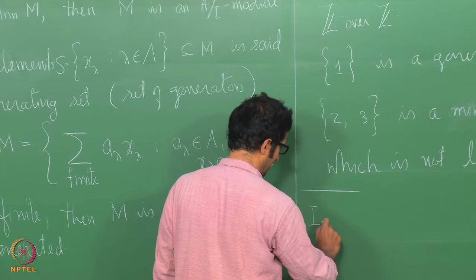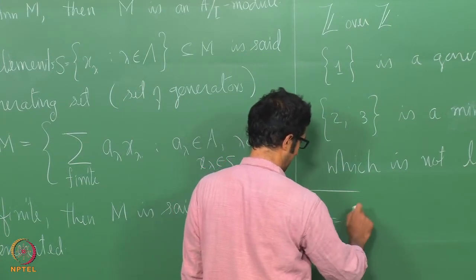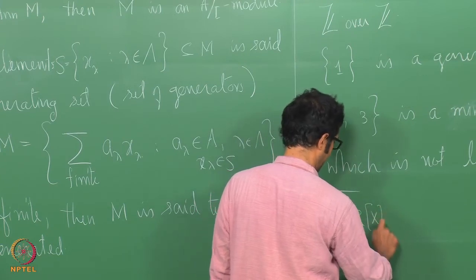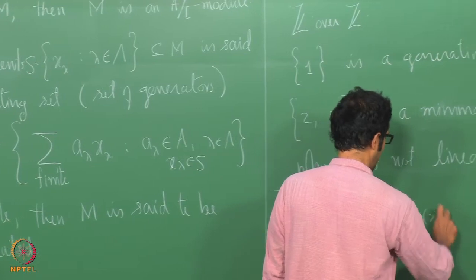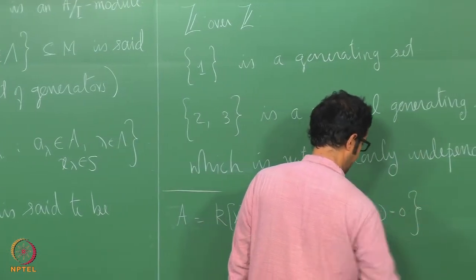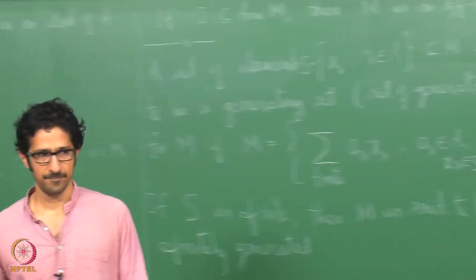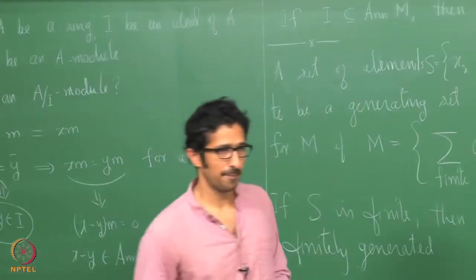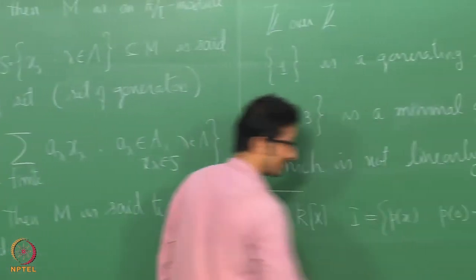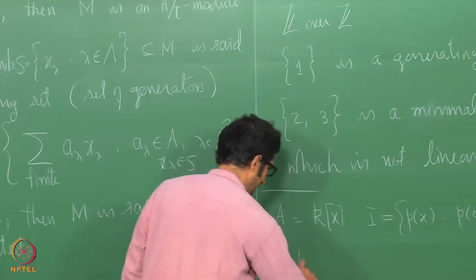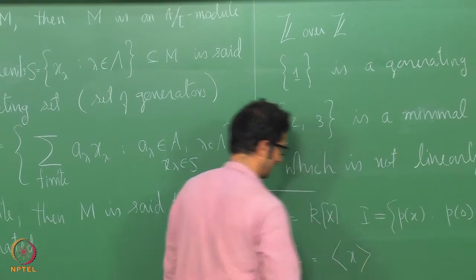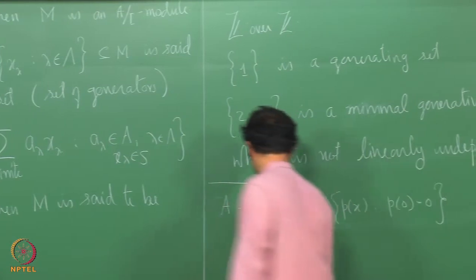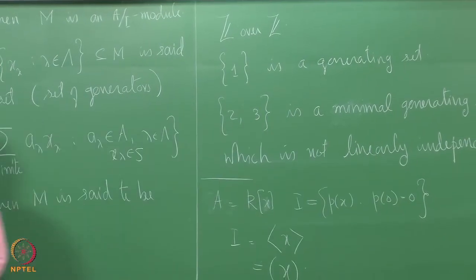Suppose I look at the ideal I in, so your ring A is, let's say, K[x], K a field, and I to be all polynomials with constant term 0. Is this an ideal? This is certainly a module over A, right? Can you tell me what a generating set for this is? X, right? So the ideal I is generated by X. I'll write it like this. Usually, either this or another notation is used; both the notations will be used.